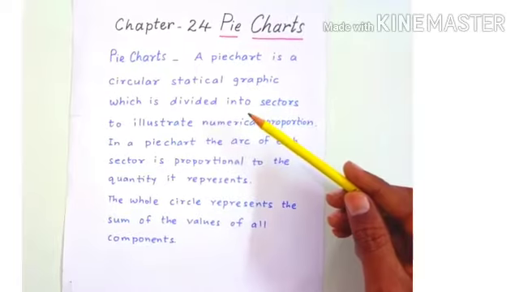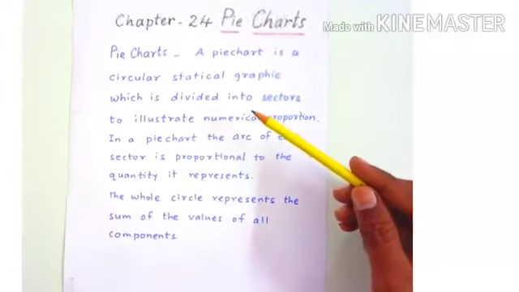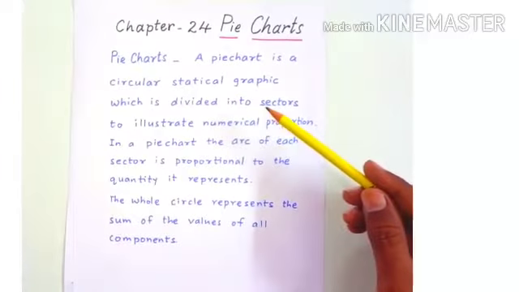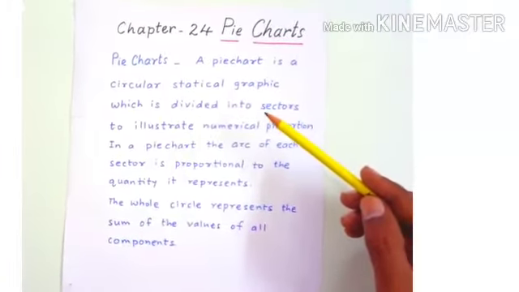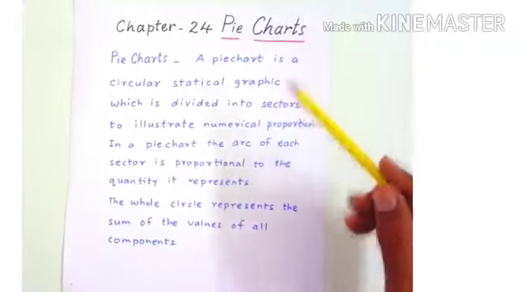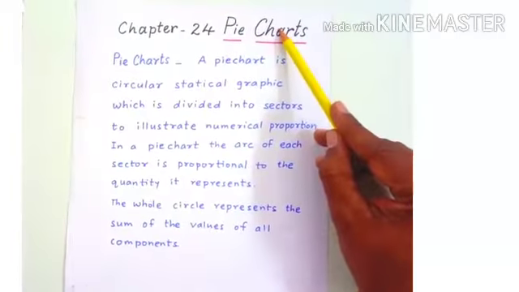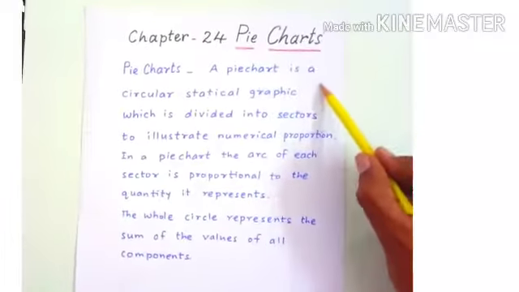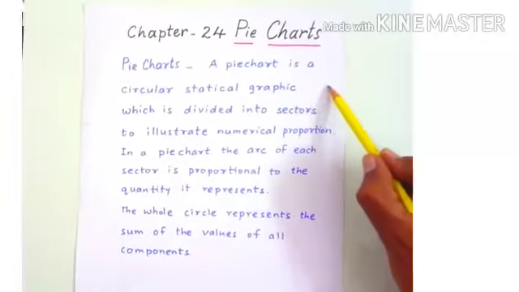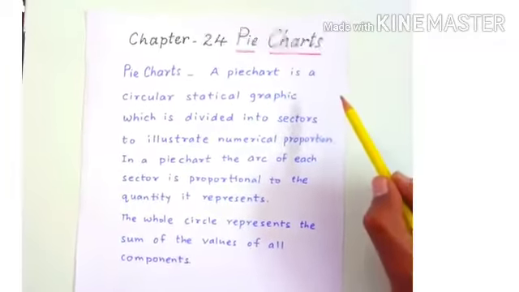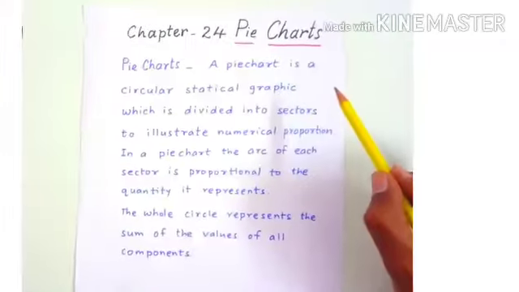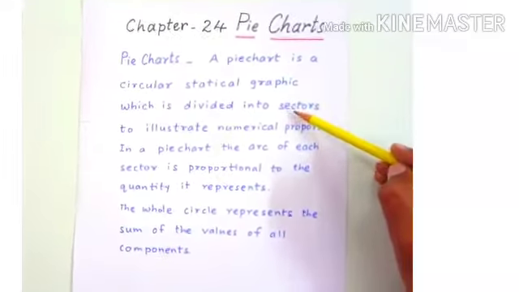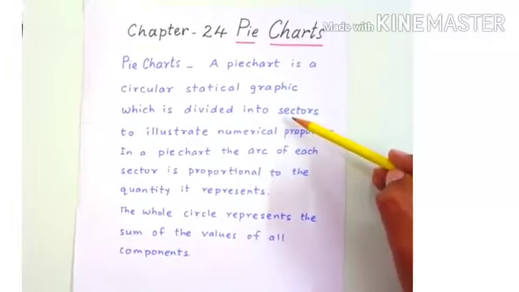Dear students, today we will discuss pie charts. The question arises in our mind: what is a pie chart? Students, a pie chart is made in a circle. The circle is divided into different sectors which are proportional to the given numerical data. The circle represents the sum of the values of all components.